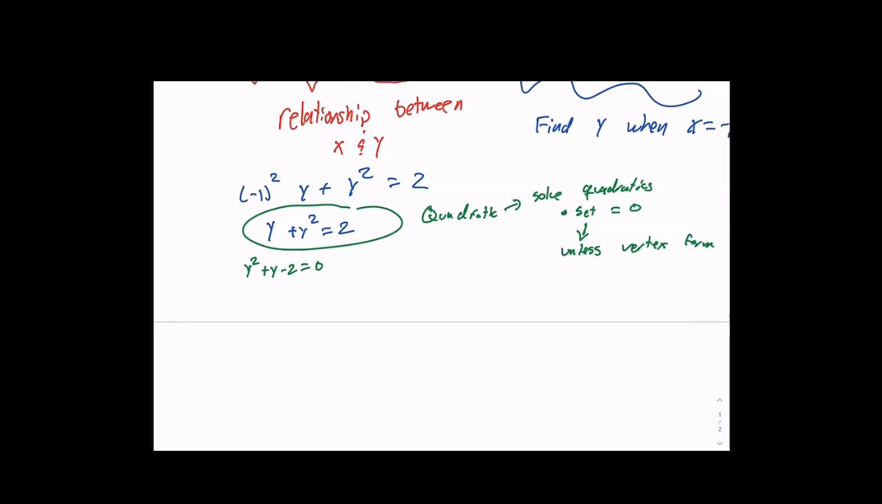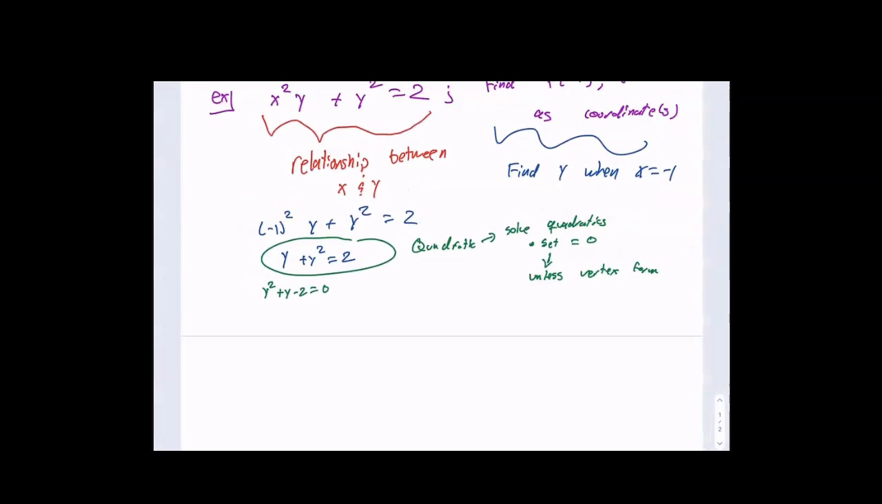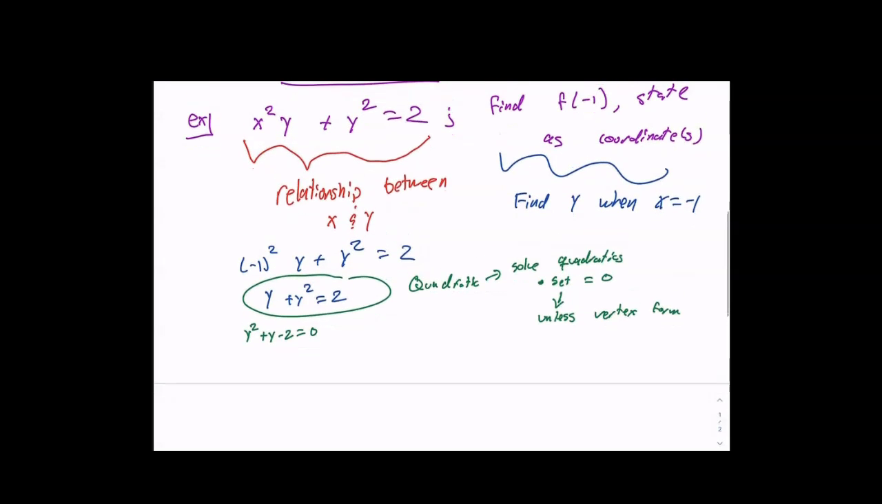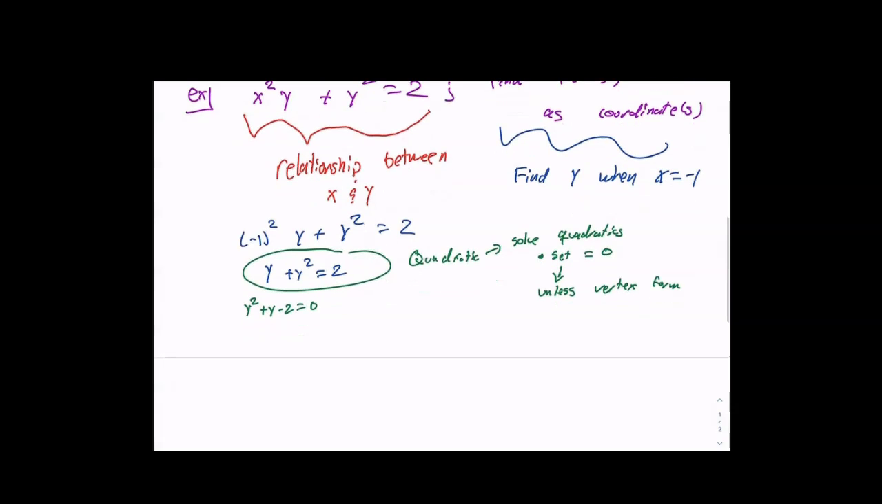Always, always, always. There's nothing in terms of derivatives here. This problem has nothing at all to do with derivatives. This is just implicit functions. Nothing in here says anything about finding a derivative, so don't think you're just doing derivatives of everything.